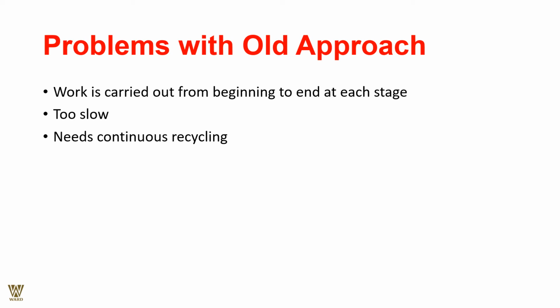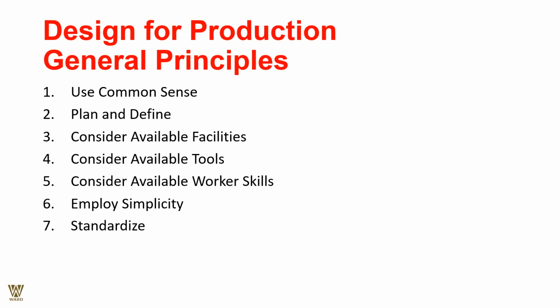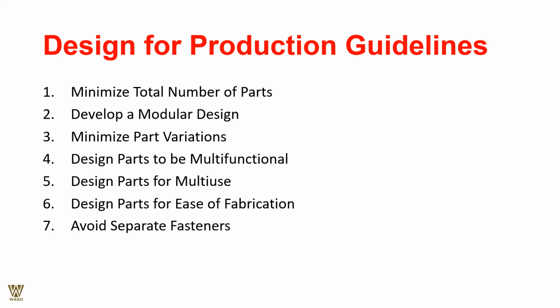This is one step at a time that goes around it. So this was the old approach. Now, what are we looking at as DFP, design for production? The general principle is to utilize common sense, plan and define, consider available facilities, consider available tools, consider available worker skills, enjoy simplicity and standardize as the case might be. So yes, we are talking of DFP.